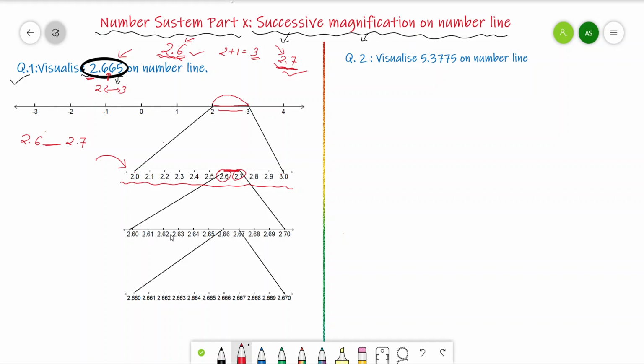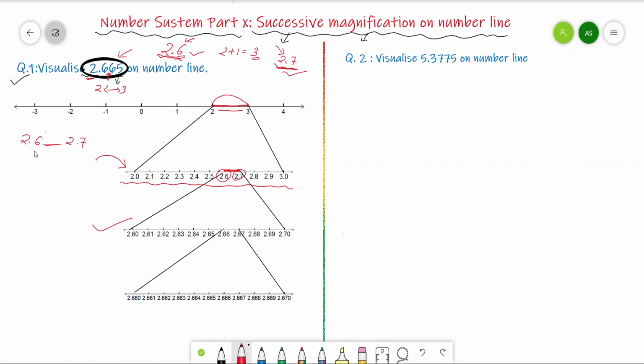2.6, then 2.61, 62, 63. Once again, we have divided the region into 10 parts. Actually, this third step shows the 100th division of the space between 2 and 3. It means it has been divided into 100 parts, but it is not like that because we are using the successive magnification process.